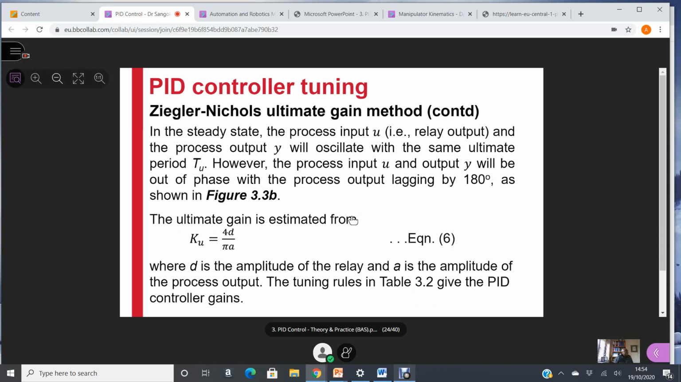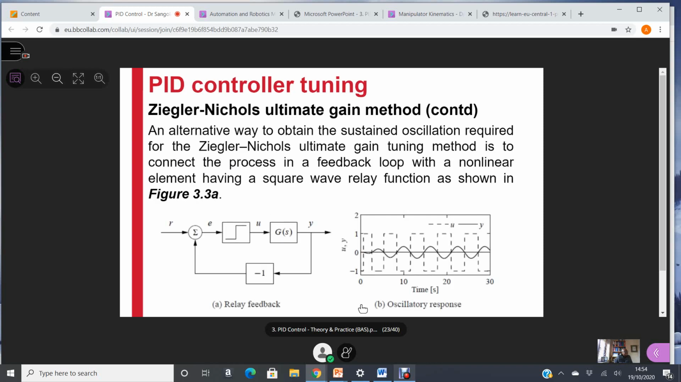And again, it's almost similar to the step response, at least the frequency response of the process there, because the process output, in this case of the relay test method, will lag that square wave relay output by 180 degrees. What do we mean by that? If you look at the traces, you'll see that where the output has maximum, the relay output has minimum. So 180 degrees out of phase.